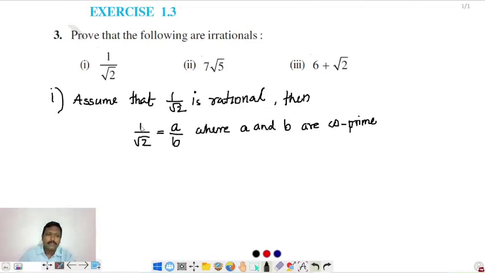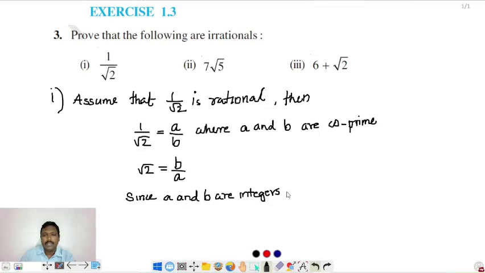Now look here, 1 divided by root 2. How can we find root 2 from here? Just take the reciprocal. Then you will get root 2 is equal to b divided by a. Now as usual, since a and b are integers, we can say b by a is rational.